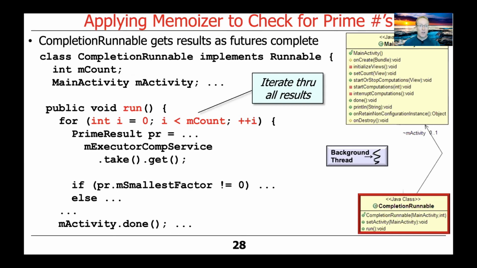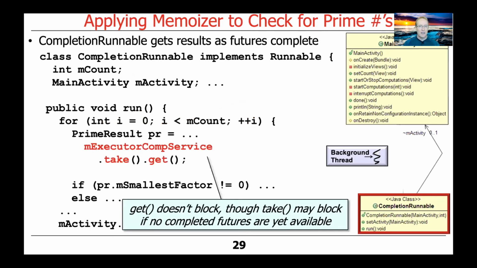This run hook method will be called in that background thread, and it'll iterate through all the results from 0 to M count. And every time through, it's going to call the take method on the executor completion service instance. And what that will do is take will block until there's at least one completed result ready, in which case it'll return that completed result.